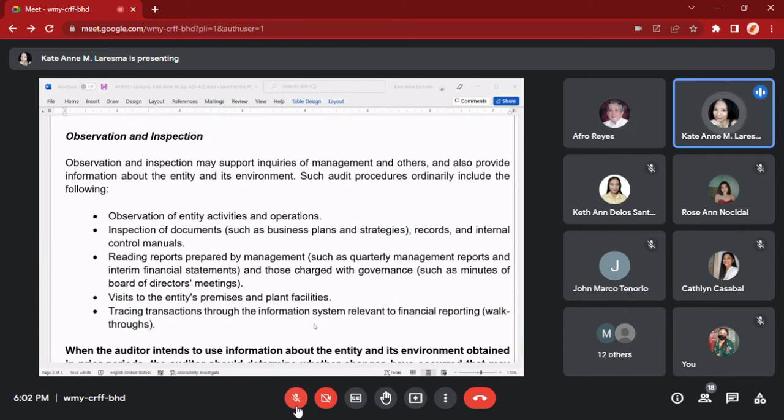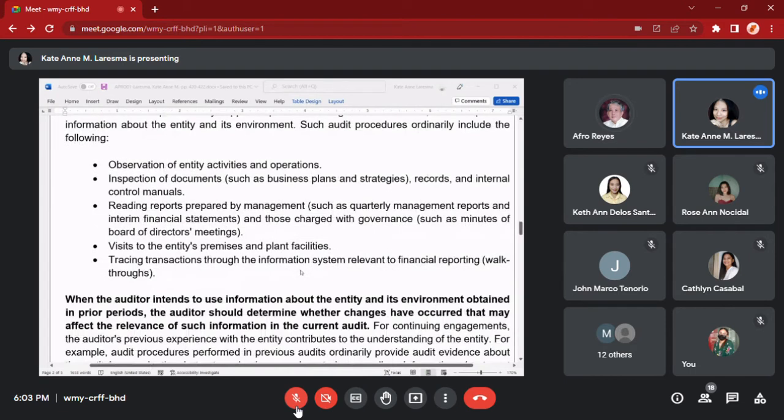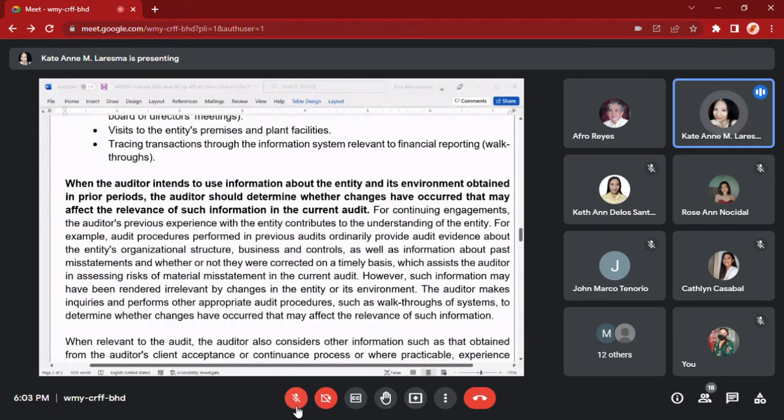Then lastly, tracing transactions relevant to financial reporting or walkthroughs. Binabaybay din ng auditors ang mga transaction gamit ang information system nila kasi need siguraduhin na si entity ay nauugnay sa financial reporting. When the auditor intends to use information about the entity and its environment obtained in prior periods, the auditor should determine whether changes have occurred that may affect the relevance of such information in the current audit. So, kapag gagamitin ni auditor ang information ng entity at ng environment nito on the past periods, dapat matukoy ng auditor kung ang mga pagbabago ba na naganap ay maaaring makaapekto sa kaugnayan o relevance ng naturang information sa kasalukuyang pag-audit. So, mahalaga dito ang relevance kasi baka mamaya, let's say, audit ng audit, obsolete na naman pala ang information, edi madaming masasayang.